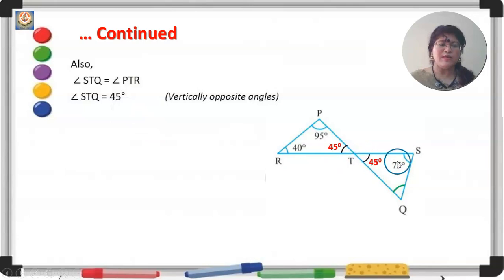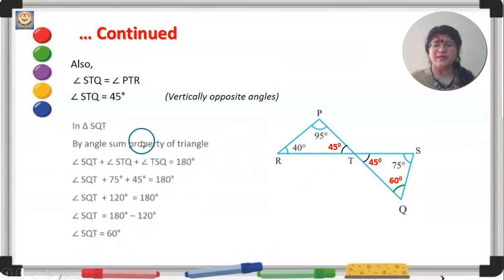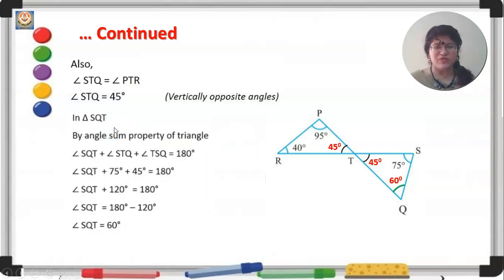Now, having known the measure of these two angles, it is easy to find the measure of angle TQS by using angle sum property. So you would get the answer as 60 degree. 45 plus 75 plus 60 degree would give you 180 degree. So this is the solution. Consider triangle SQT, use angle sum property, substitute the values, and measure of angle SQT will be equal to 60 degree.